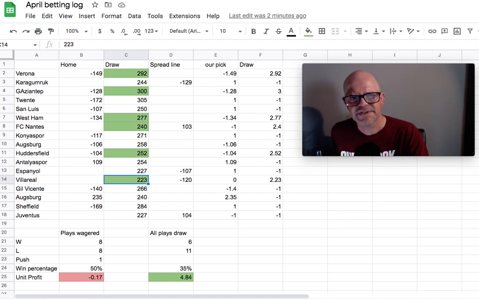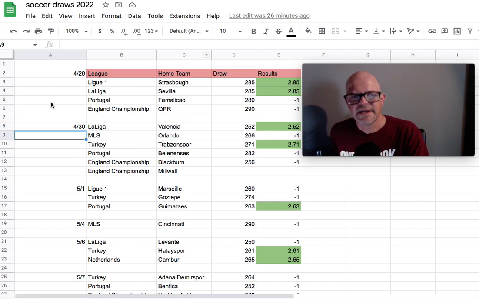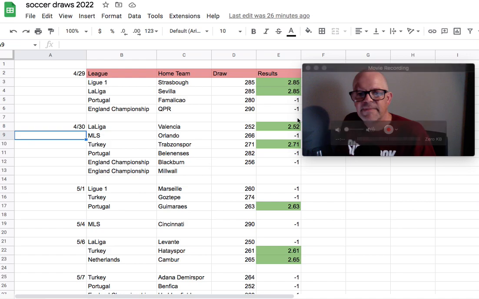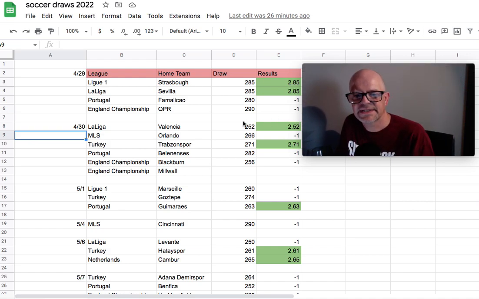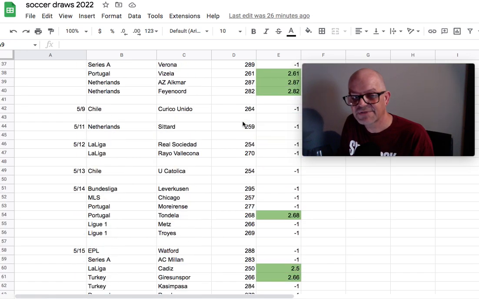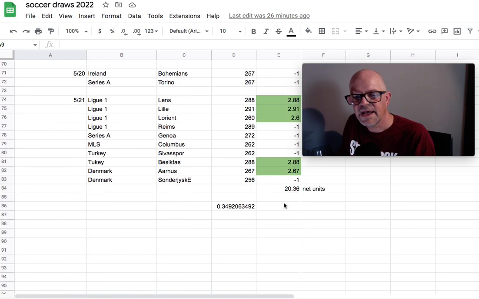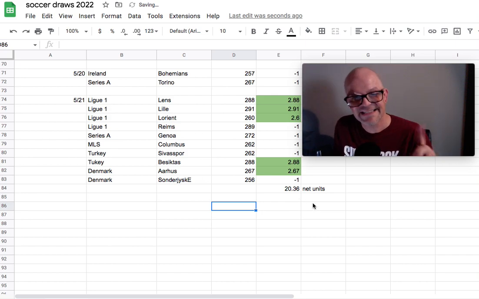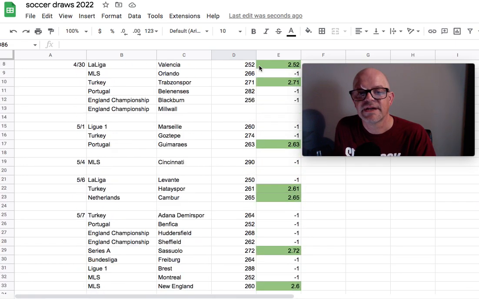So if you come over here, this second sheet is exactly what we did starting on 4/29, and immediately had a lot of success right out of the gate, you can see. And we'll scroll down all the way to the bottom, because this is absolutely amazing. Had a tough stretch right here. And I'll show you the good news first. This netted in less than 1 month, wagering full units on every single draw, 20.36 net units, which is phenomenal.